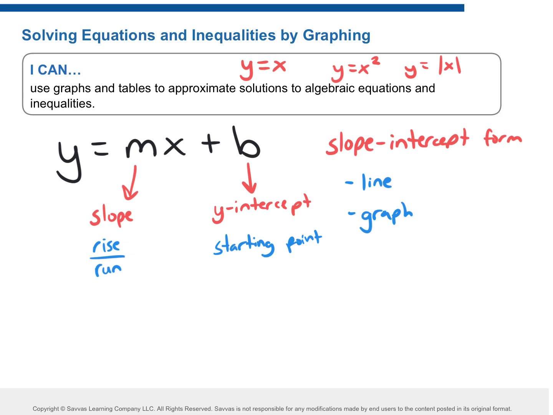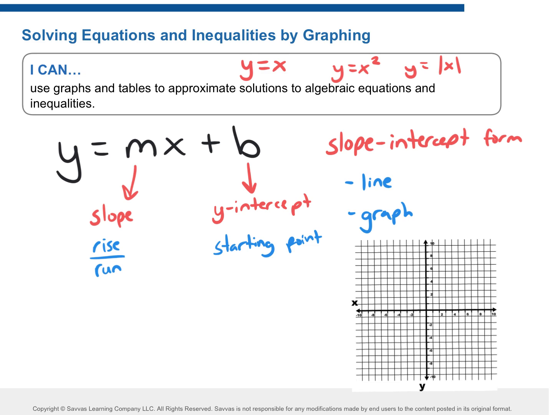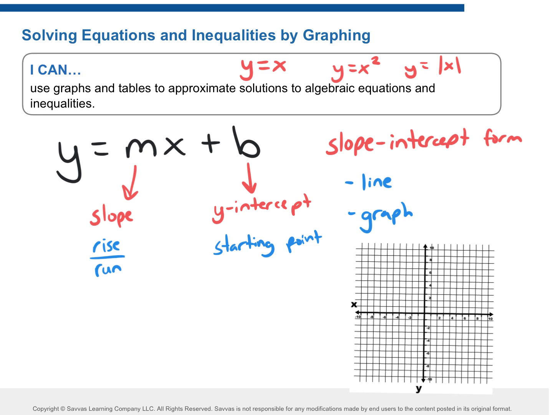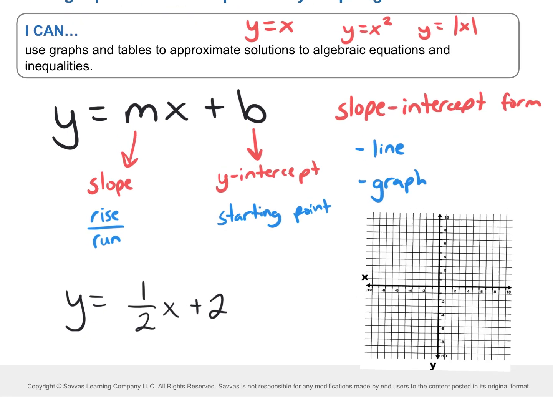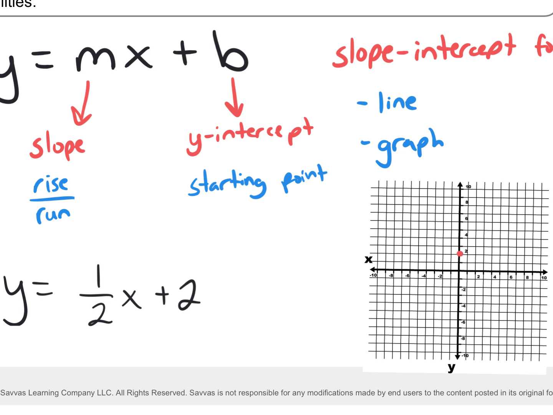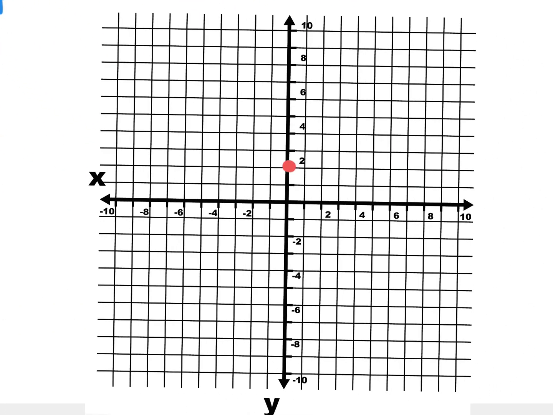As a little example, you do not have to write this down. If I had an equation y equals 1/2 x plus 2, what is our b value? 2. So that's where I plot my y-intercept on my graph. I'm going to plot it at 2. That's my starting point. The slope helps me get every other point. Our slope is 1/2, so that's rise over run, so I'm going to go up 1 over 2, up 1 over 2, and then you keep going until you can't go anymore.